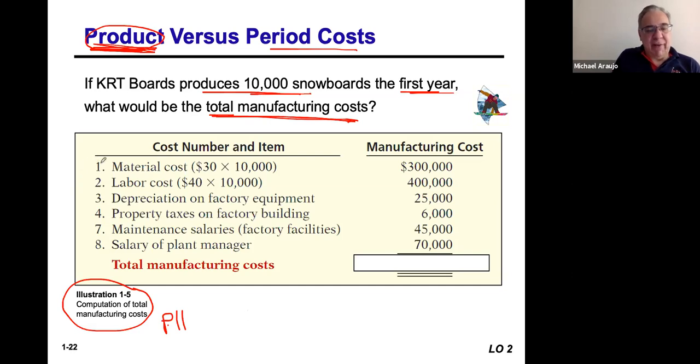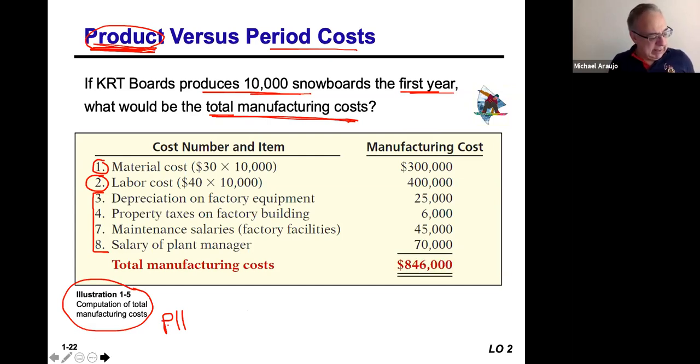So here we have direct materials is number 1. Direct labor is number 2. And 3, 4, 7, and 8 represent manufacturing overhead. The 3 parts that we talked about for manufacturing costs. The total is $846,000. You'll see that at the bottom of page 11.